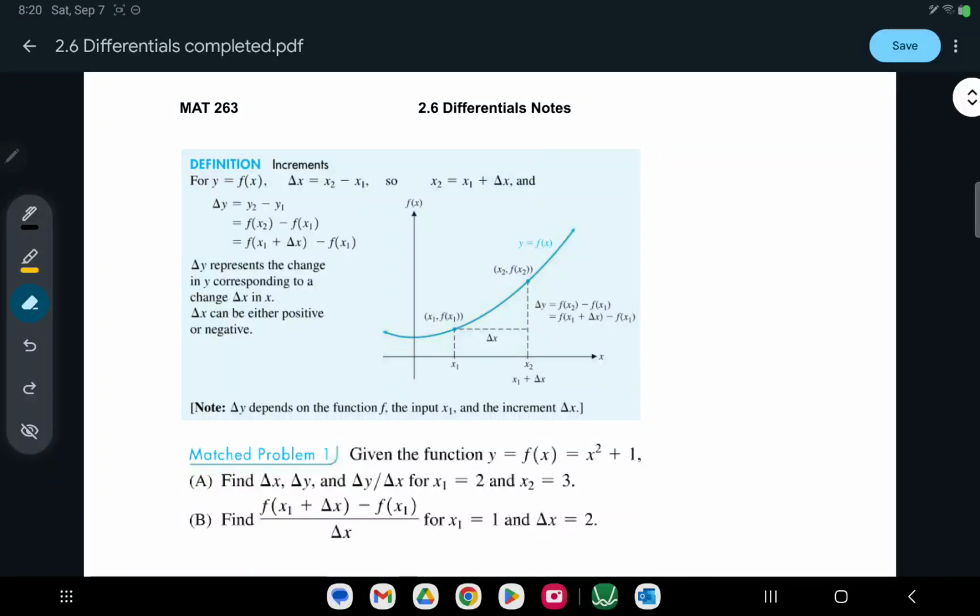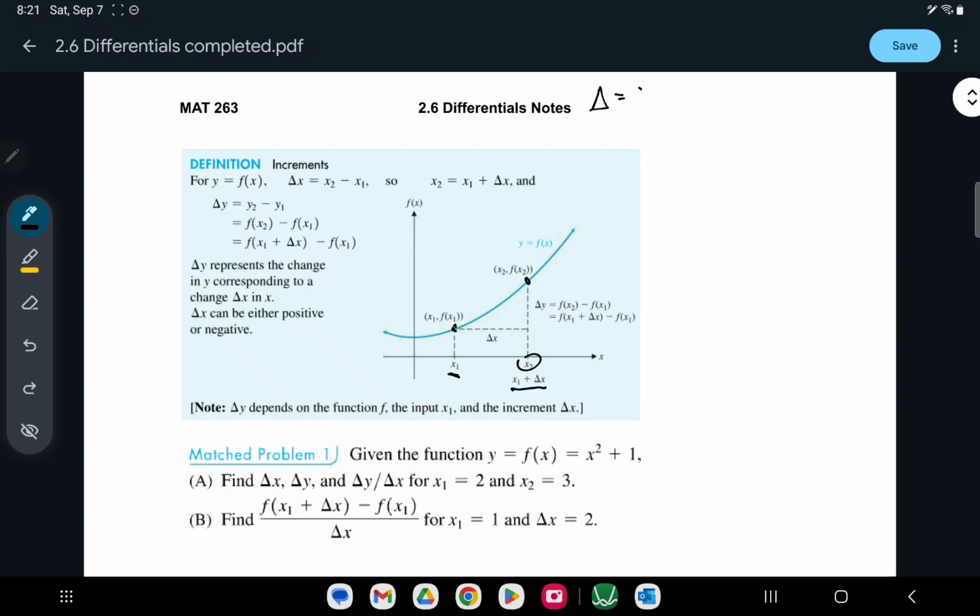All right, we're going to look at differentials. So first thing we need to look at is just what different increments mean. So we have some function and we have some values here. We can find the actual change in these values. So x1 is just some point. x2 is just another point. And we could rewrite this second point as the first one plus a change.